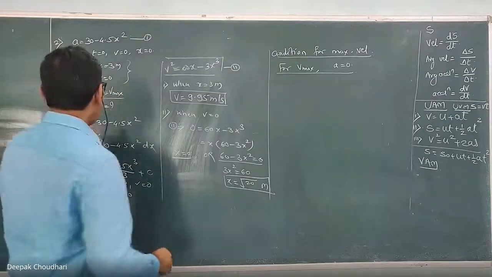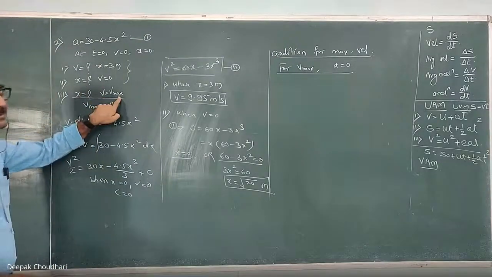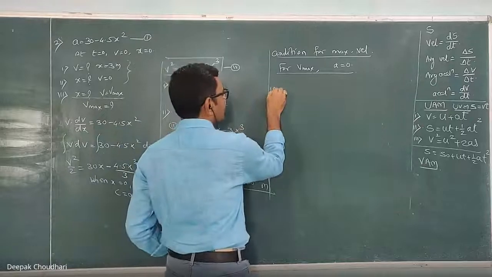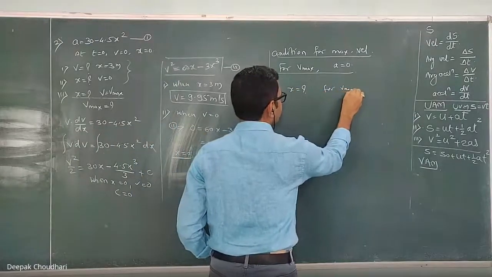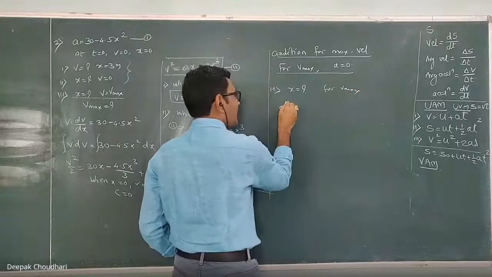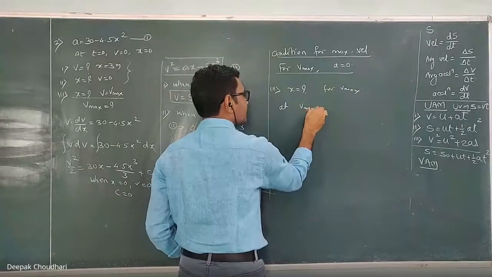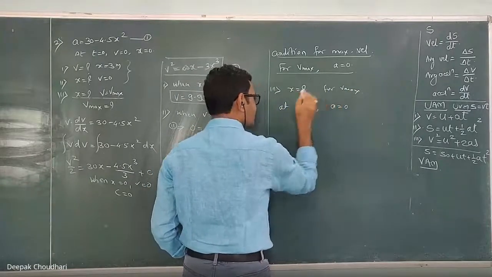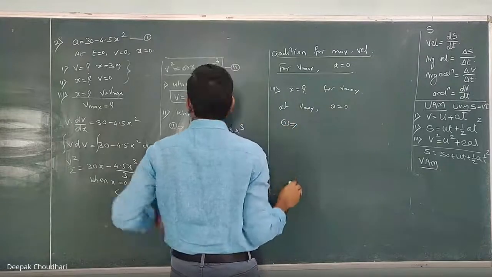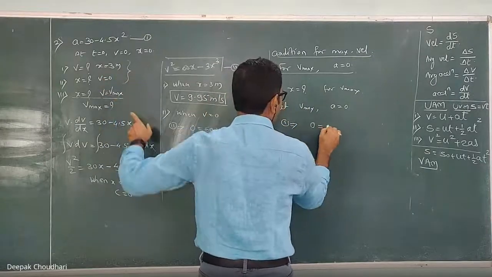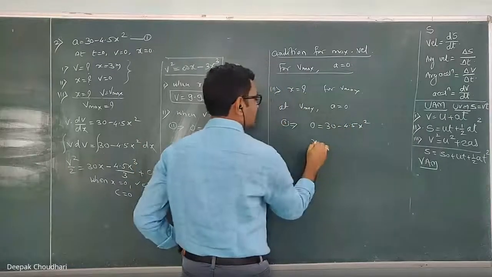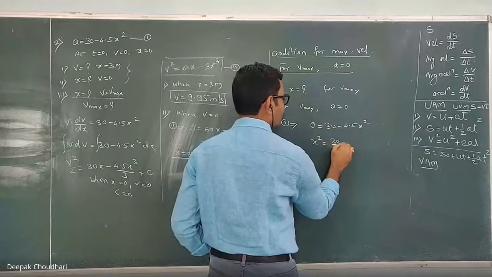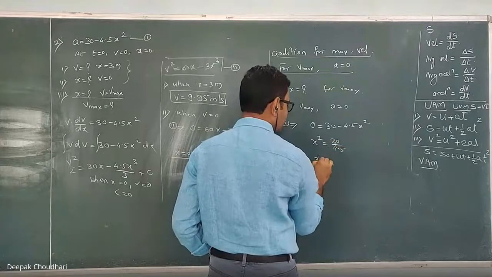Okay. Now I have to calculate the position when velocity is maximum. Here, third one. I have to calculate the position for Vmax. Now I know that at Vmax, the acceleration is equal to 0. Now from equation number 1, I can write here it is 0 equal to 30 minus 4.5 x square. That is x square equal to 30 upon 4.5. You will get this x.